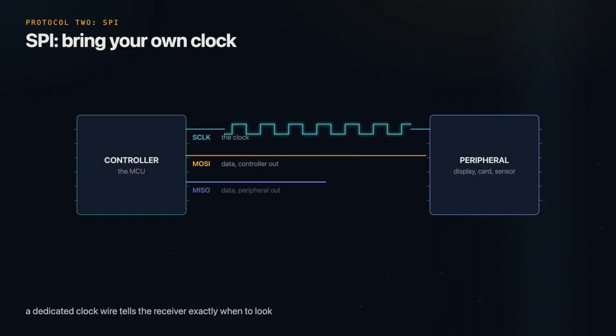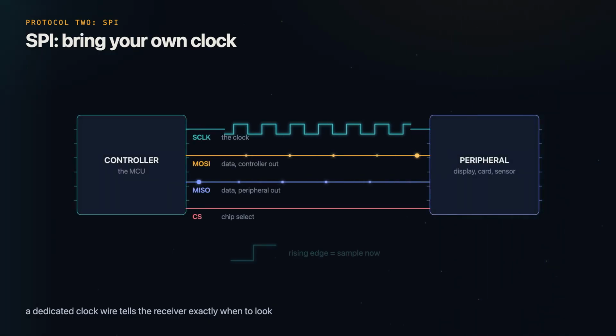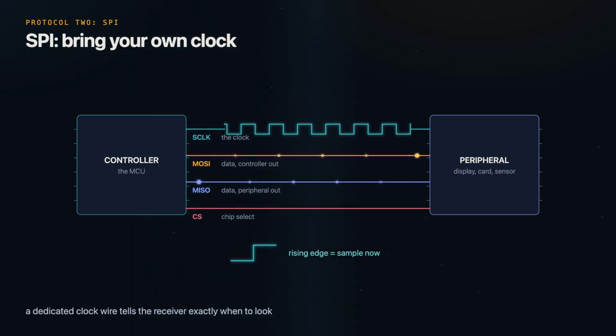Protocol 2, SPI, takes the opposite deal. 1 chip is in charge, the controller. The chip it talks to is the peripheral. The controller generates a clock on its own dedicated wire, and every pulse says, sample now. 2 more wires carry data, 1 in each direction, and a chip select wire tells the peripheral it is being spoken to. No stopwatches, no guessing. If the clock slows down, everything simply follows it. Drift is impossible.